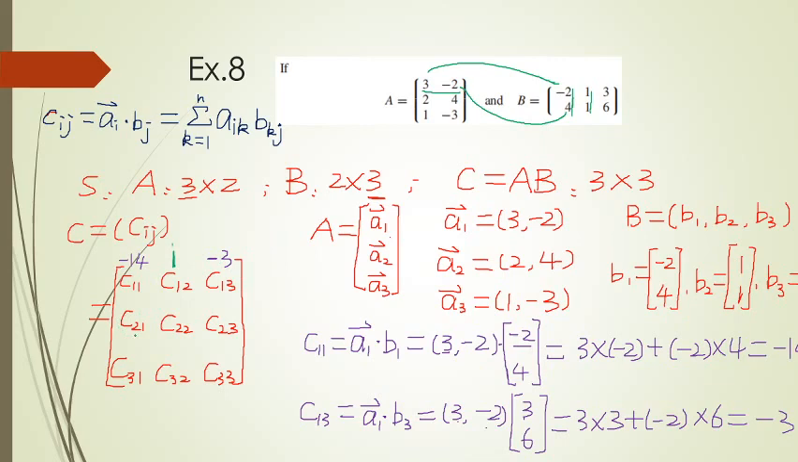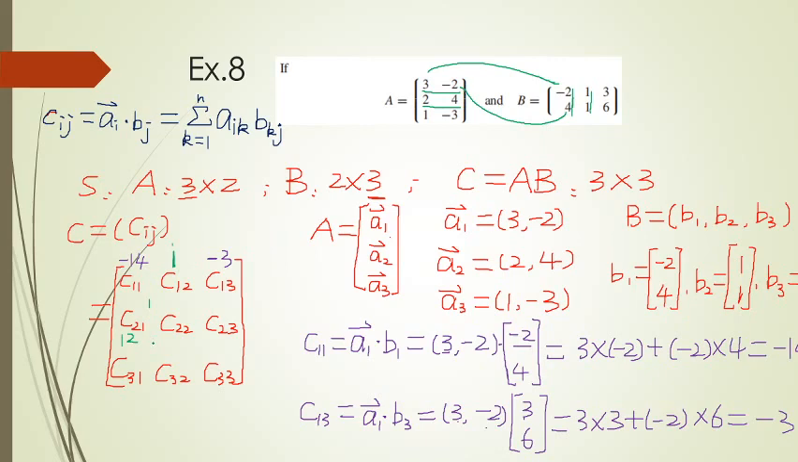C21 means the second row and the first column. So you will look at 2, 4 and minus 2, 4. So 2 times minus 2, which is minus 4, plus 4 times 4, 16. Minus 4 plus 16 is 12, right? And then C22.